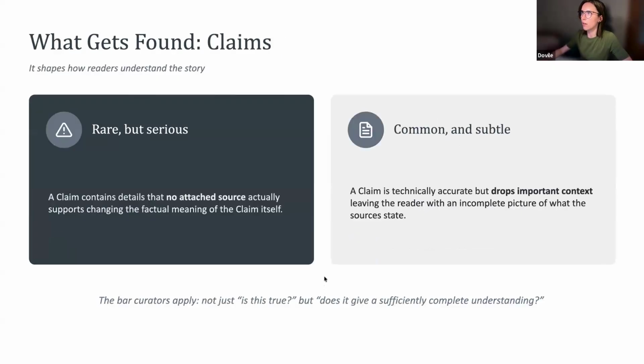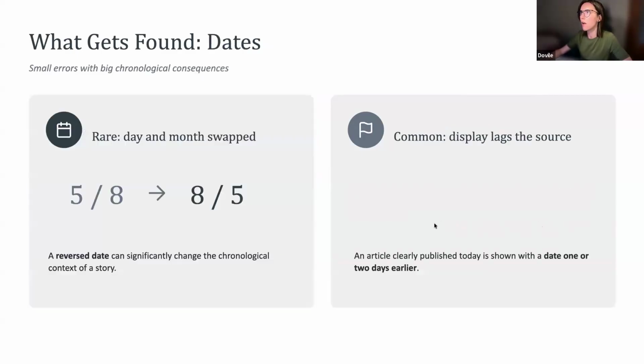What gets found? Now we get into a definition, I guess, of what fact-checking is and what's just error correction. When it comes to claims, people find that there are either missing attached sources or that the claim formatting drops important context, so the reader is left with an incomplete picture. So for people fact-checking claims, their approach is not necessarily only whether it is true, but whether it is sufficiently complete to understand fully.